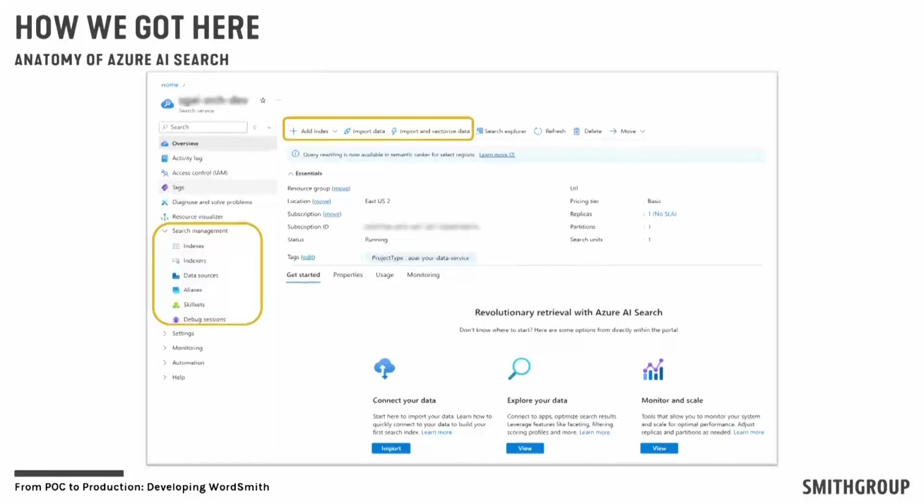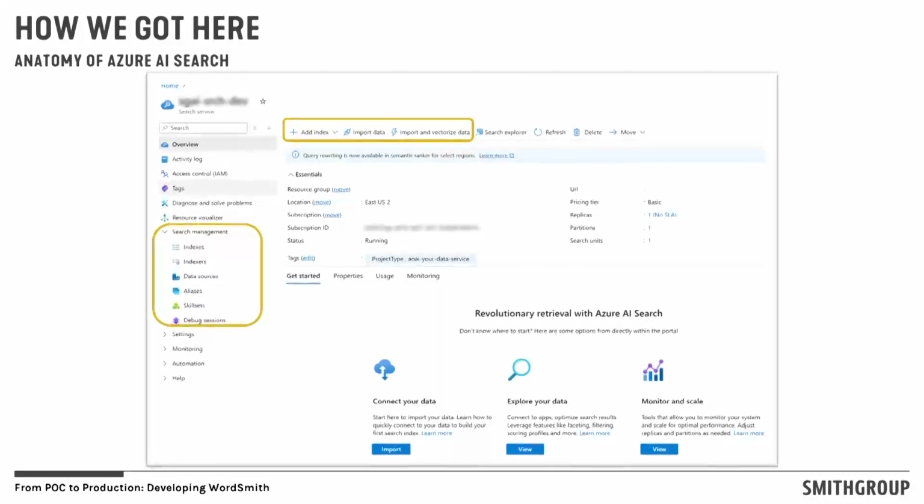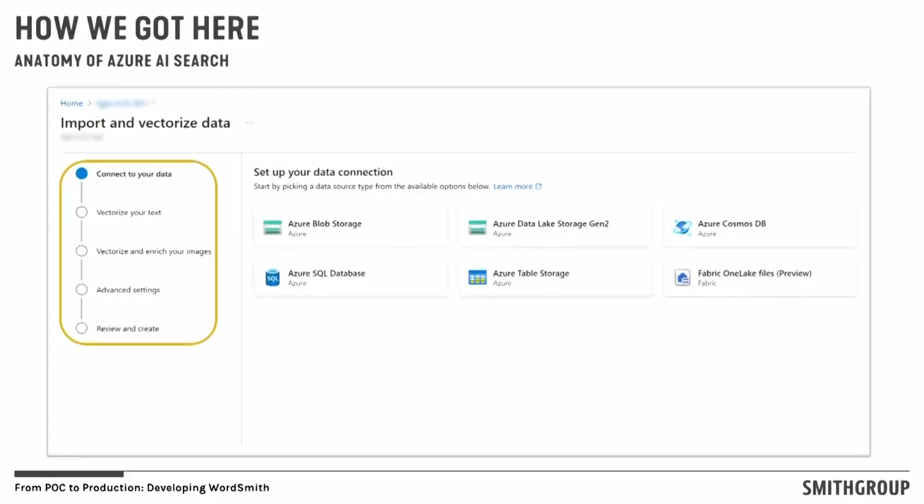Up along the top, Microsoft makes it pretty easy in the UI to do things all at once. You can set these resources up individually, or if you use that import and vectorize, it'll take you through a process to do this all and then populate all of those things. Just to show you what the first step looks like, connect to your data. Out of the box there are 6 data sources available. Upper left corner there, the Azure Blob Storage is primarily what we're using. We've also started using the Azure SQL database.